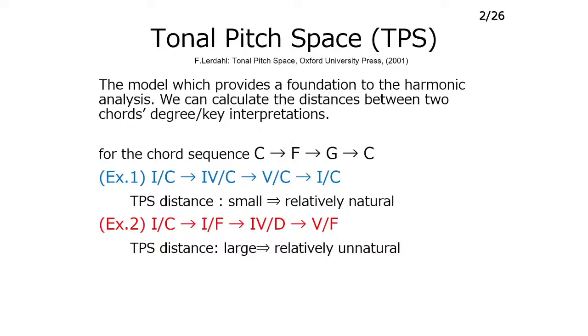And with this, we can calculate the distance between two degree key pairs, which we call chord interpretations, and the connections of the two chord interpretations with smaller distance values can be considered to sound more smooth or natural for us than those with larger distance values. Based on this, we can compare the plausibility of the interpretations of chord sequences. For example, for the chord sequence CFGC, I believe almost everyone prefers the first example to the second one. And indeed, when we calculate the TPS distance, the first example's value turns out to be much smaller.